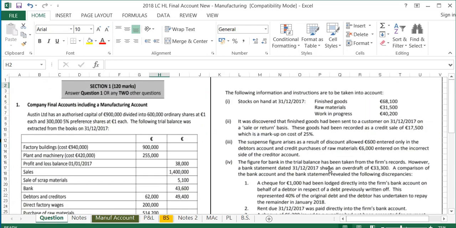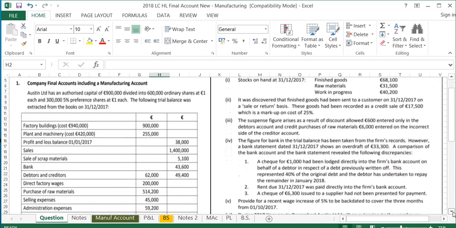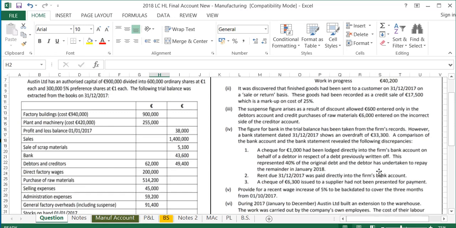Note 4 is the bank reconciliation note. So it's saying the bank figure from the trial balance has been taken from the firm's records. So our figure for bank, here we say it's an overdraft of 43,600. A statement arrives at the end of the year showing an overdraft of 33,300 and there are the following discrepancies. Usually what happens here, the first two notes affect our figure, 43,600. The third one is usually an outstanding check which we wrote, so we know about it. It's included in our figure, but it's not included in the bank statement.